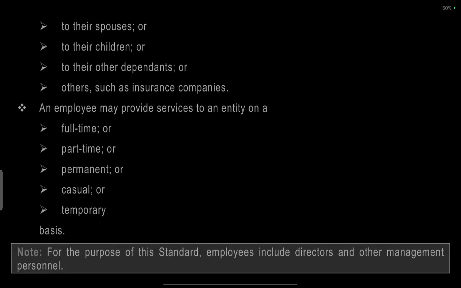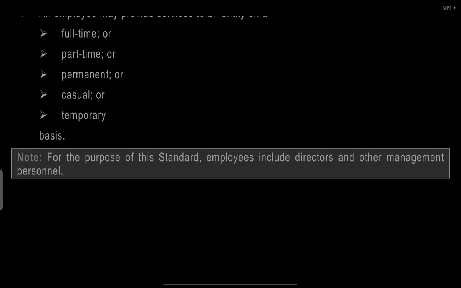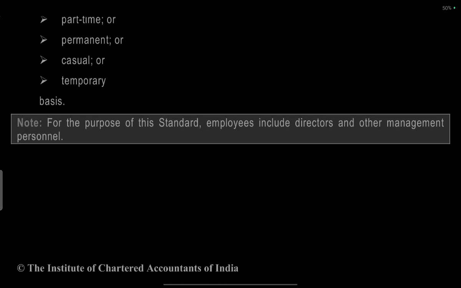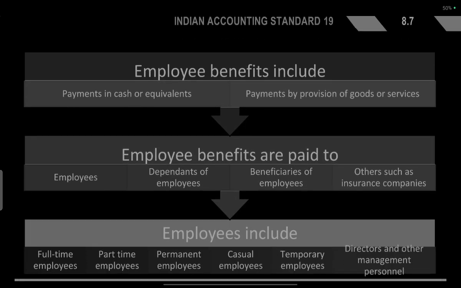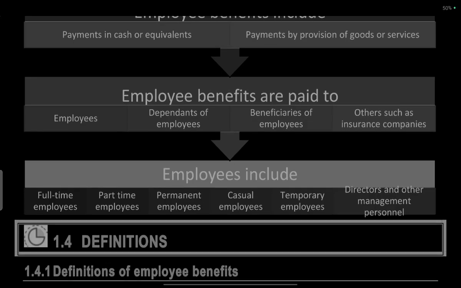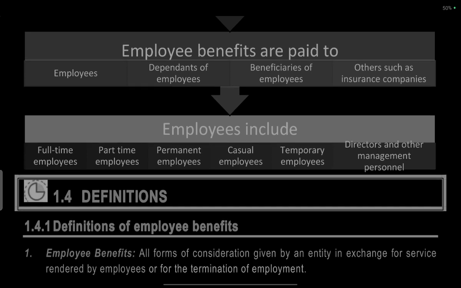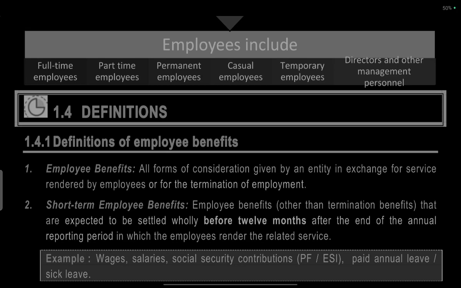Employees may provide service to the entity on a full-time, part-time, permanent, casual, or temporary basis. For the purpose of the standard, employees include directors and other management persons. Employee benefits include payment in cash or by providing goods and services. Employee benefit is paid to employees, dependents of employees, beneficiaries, or others such as insurance companies.